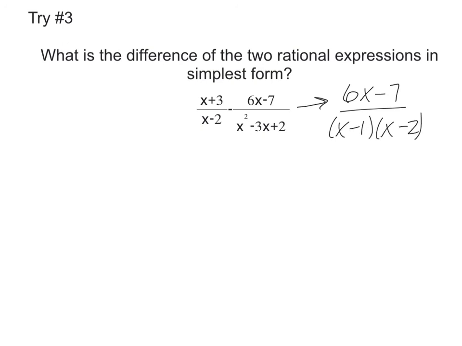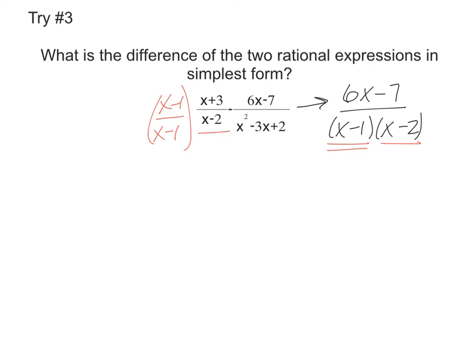All right, so here we go. So with that being said, we need to figure out what they're missing. They already share an x minus 2 in common, but the second one also has an x minus 1, so we need to include x minus 1. All right, now with that being said, let's go ahead and multiply.